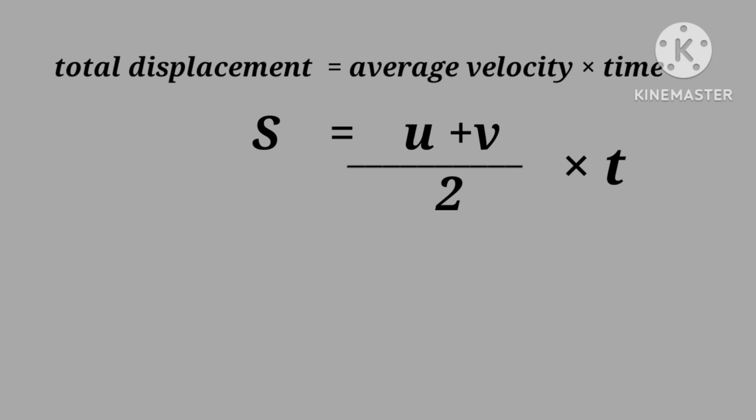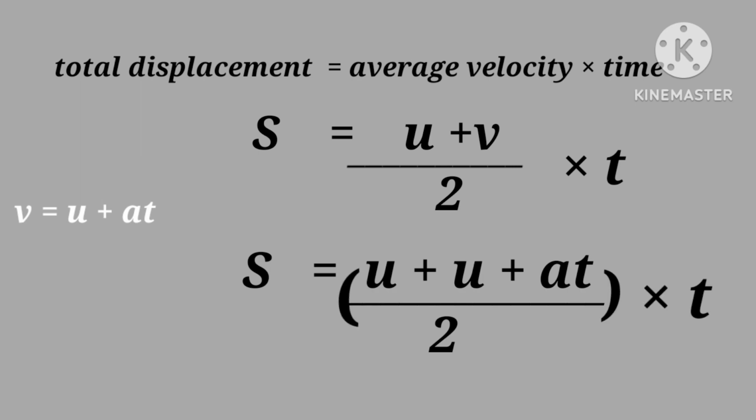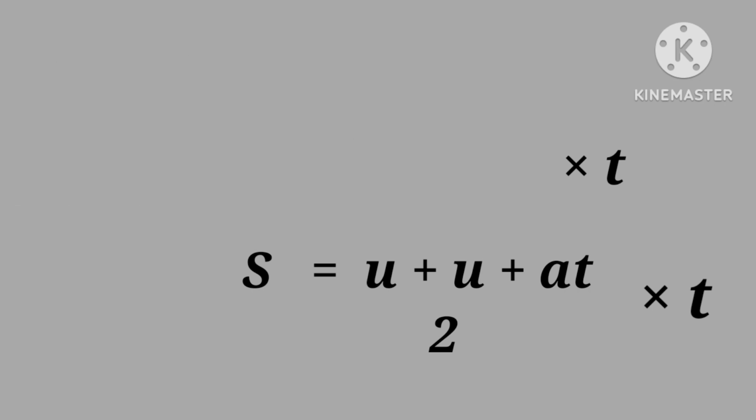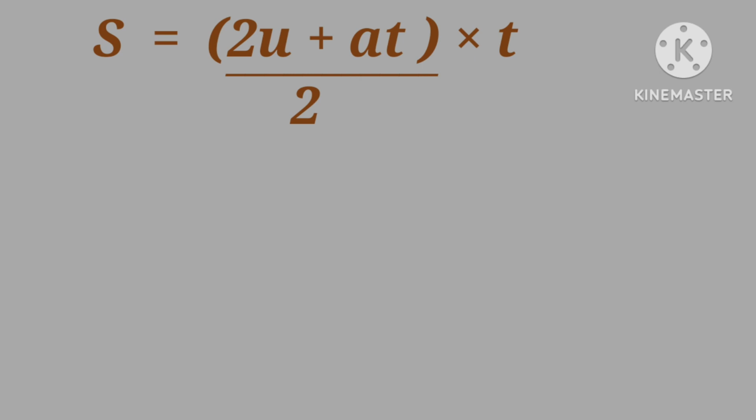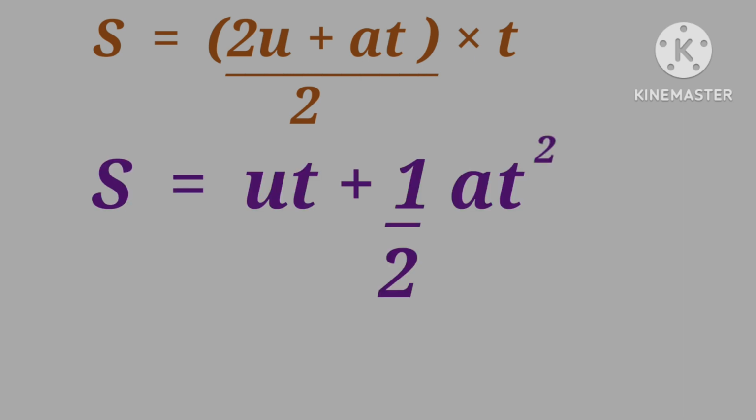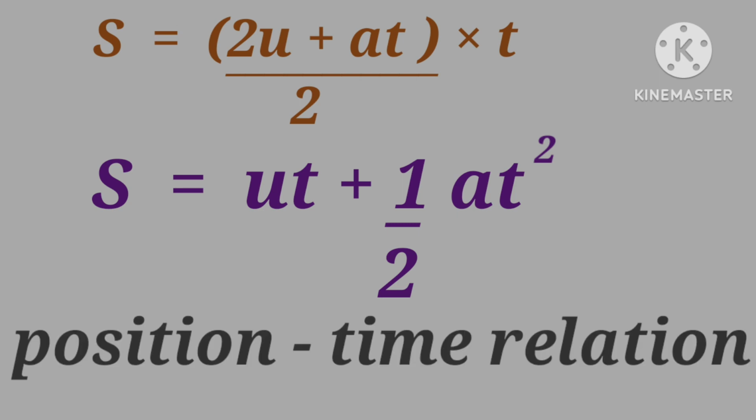In the resulting equation, we put the value of v from the velocity-time relation, which is v is equal to u plus at. Here the equation will be s is equal to u plus at plus u, divided by 2, multiplied by time. Here we add both initial velocities and we have 2u plus at divided by 2, multiplied by time. By solving this equation we have s is equal to ut plus half at square. This equation is also known as the position-time relation.